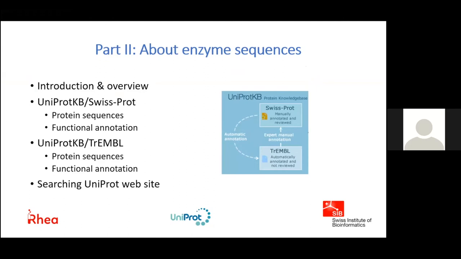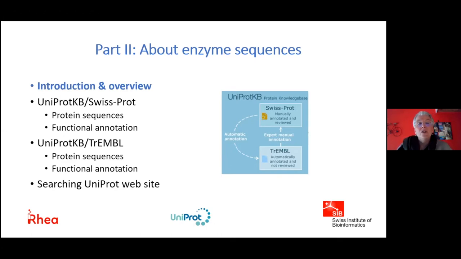So in this part, I will first give a short introduction and overview, and then I will focus on UniProt. As you may know, UniProtKB is composed of two sections: Swiss-Prot, which is manually annotated and reviewed, and another section called TrEMBL, which is automatically annotated and not reviewed. I will go into detail for both sections to explain where the protein sequences come from and where the functional annotation comes from. At the end, I will give some examples of queries you can do using the Rhea and ChEBI information in the UniProt website.